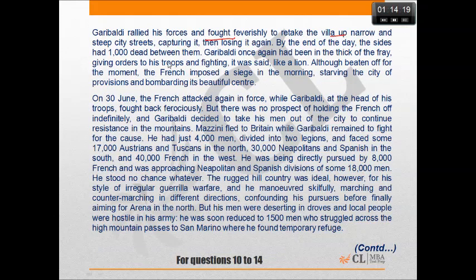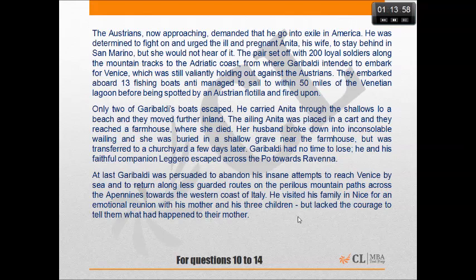We take Villa. Take off the sail on June 30. Head of the troops fought back ferociously. Mazzini fled to Britain and fought for the cause. Just 4,000 men divided into two legions, tightly pursued until Venice is still not come. The Austrians now approaching demanded he go into exile in America. He was determined to fight and stay behind. The pair set out with 200 loyal soldiers. Garibaldi intended to embark to Venice. They embarked around 13 fishing boats.